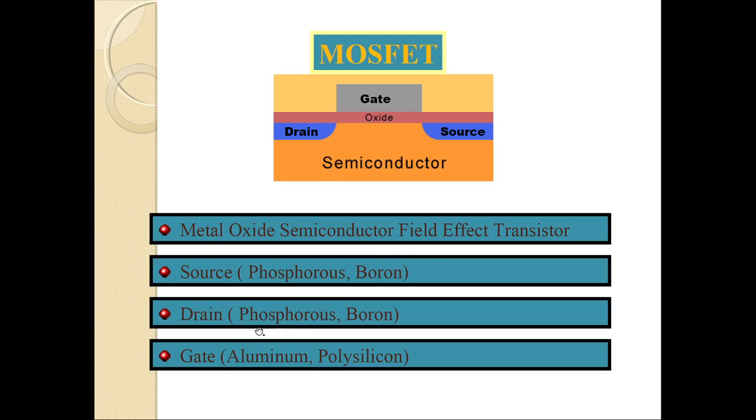Keep in mind, the same concept applies to the drain also. If I am adding phosphorus in silicon, it is for n-type material, and if I want to go for p-type material, then I have to go for boron. And the gate is connected by polysilicon. This is a highly conductive material, that's why we are using polysilicon. Normally silicon is there, and polysilicon is the paste connected to the gate terminal.